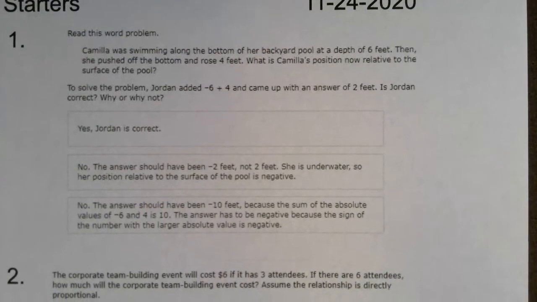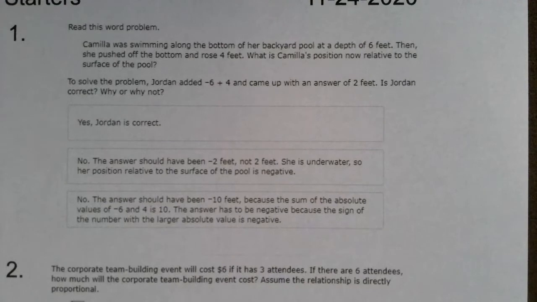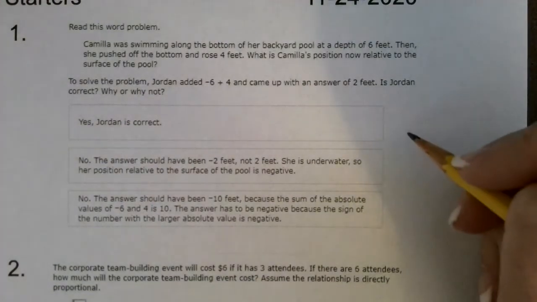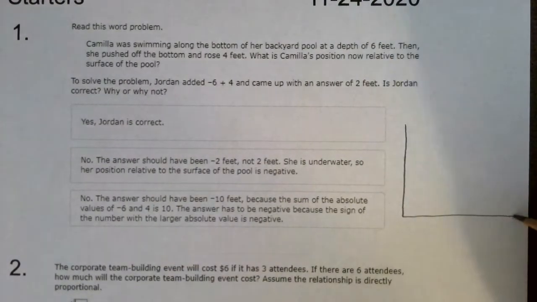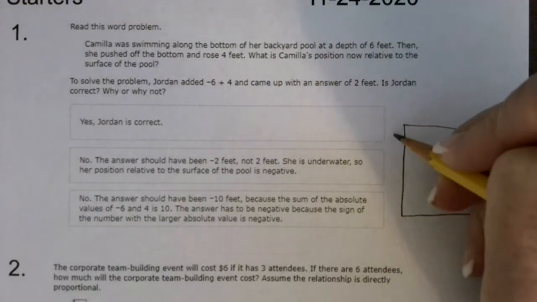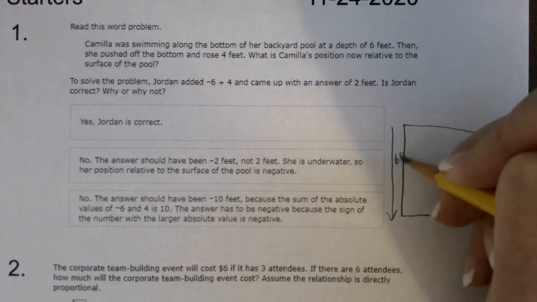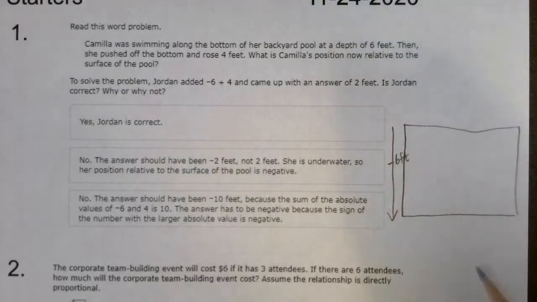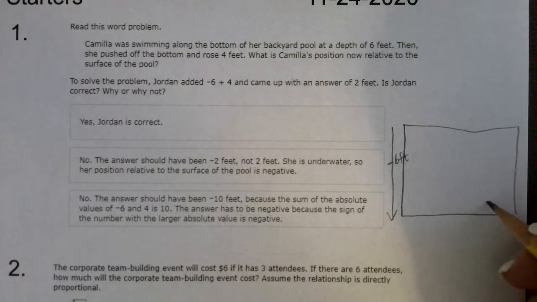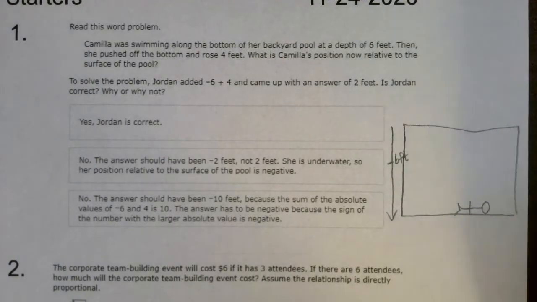To solve the problem, Jordan added -6 plus 4 and came up with an answer of 2 feet. Is Jordan correct? Why or why not? So you need to think about this as we're swimming in this pool. If this is the top of the pool and the bottom of the pool is 6 feet, this is actually -6 feet because we're going underneath the water. So if Camilla was swimming here at the bottom of the pool, she's at -6 feet.